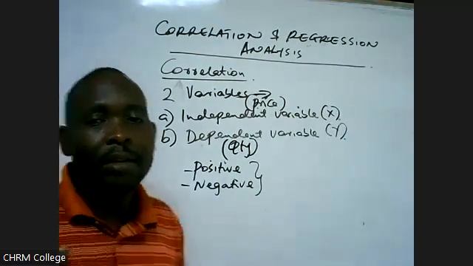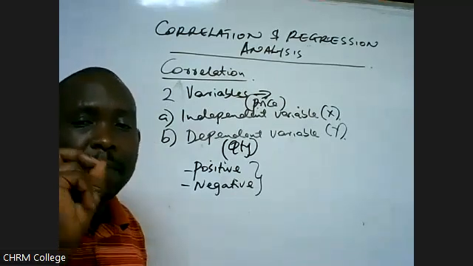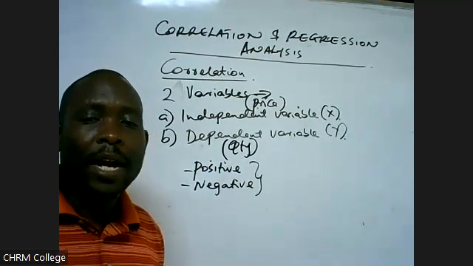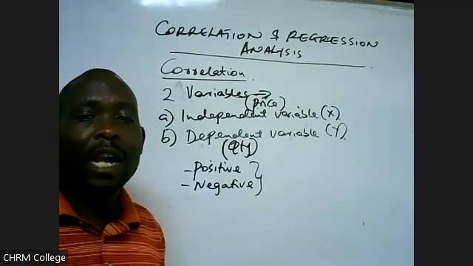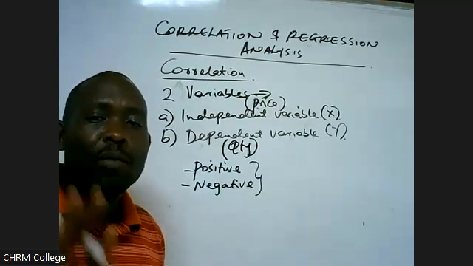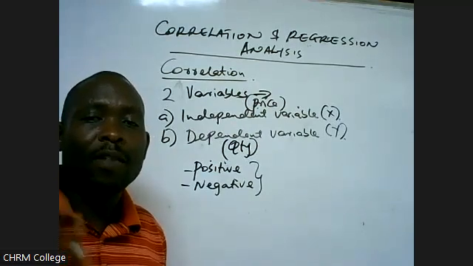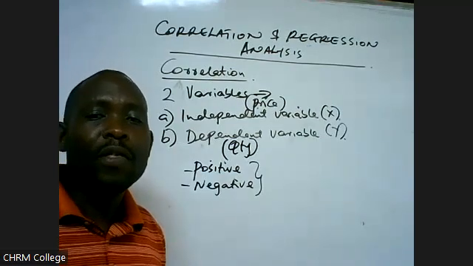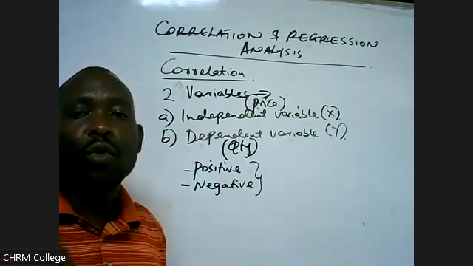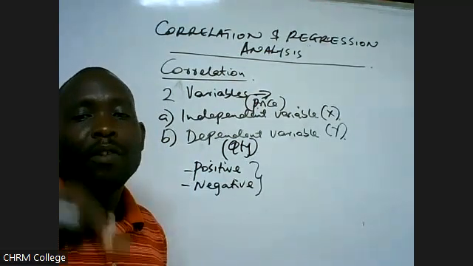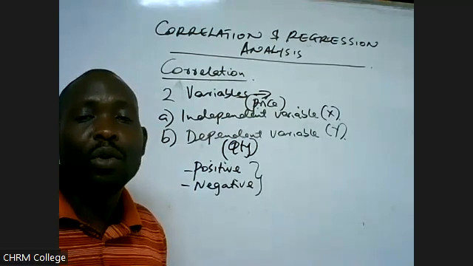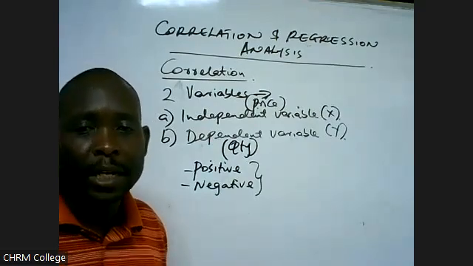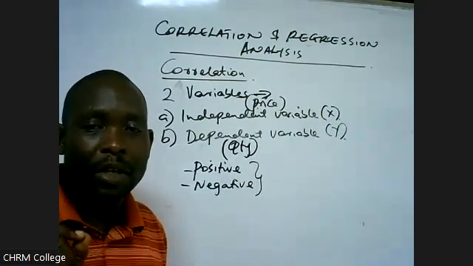A negative correlation exists where an increase in the independent results in a decrease in the dependent, or a decrease in the independent results in an increase in the dependent. So they are not moving in the same direction. A good example there is the price that you charge versus the quantity that you sell. When the price is increased, the quantity sold will reduce. When the price is reduced, the quantity sold will increase. So the price and the quantity here are said to be negatively correlated.